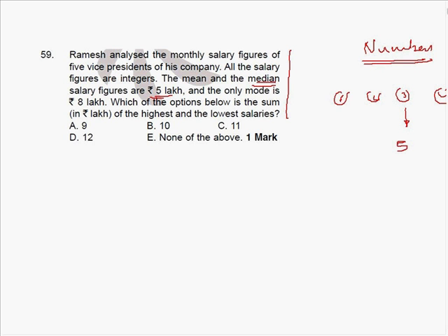So basically the total would be 5 into 5, 25 lakhs. The sum of everything, 25 lakhs. And only mode is basically the frequency. The only mode is 8 lakhs. So 8 lakh has to be above this.